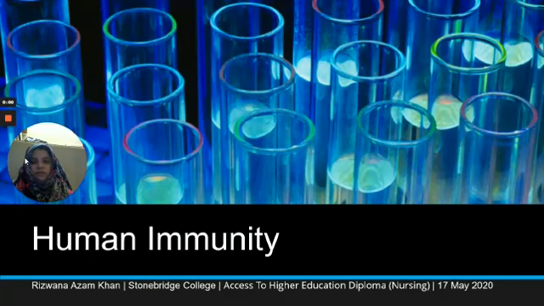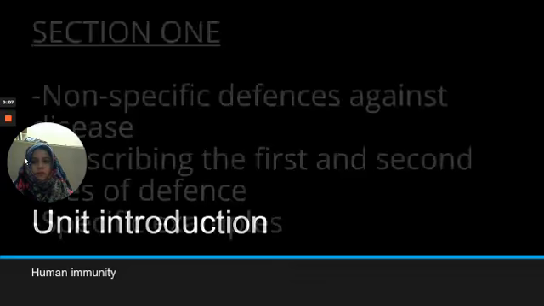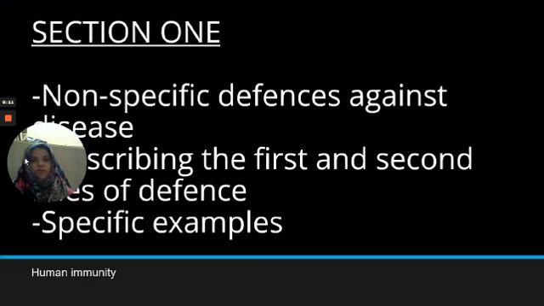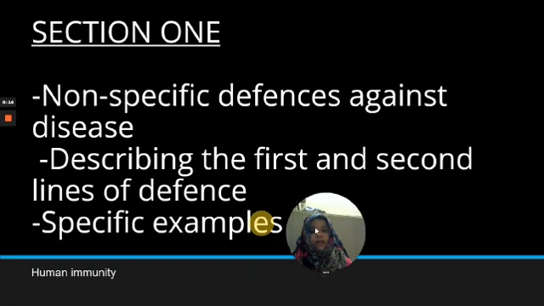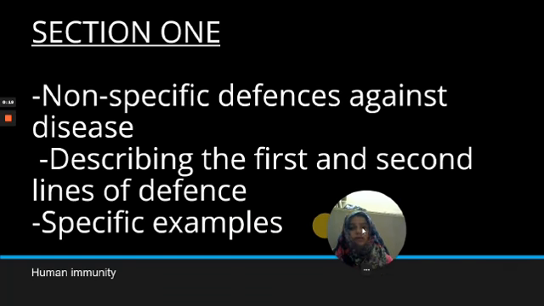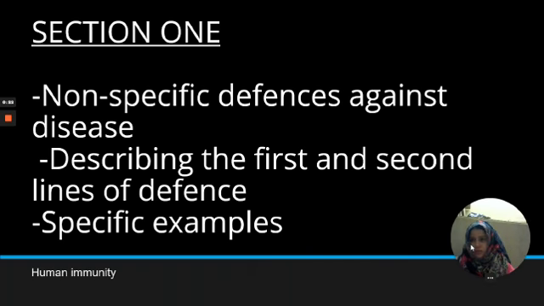Today I am presenting my presentation about human immunity. I have three sections. My first section is about the non-specific defenses against diseases, describing the first and the second line of defense, and then specific examples. So first of all, non-specific defenses. What are the non-specific defenses?